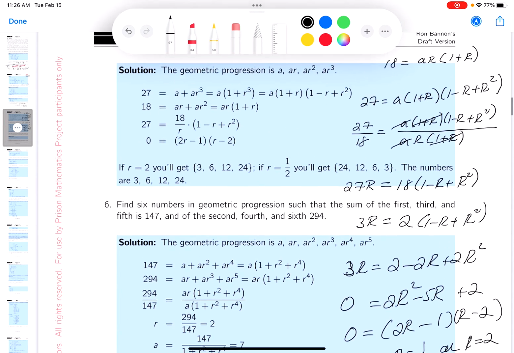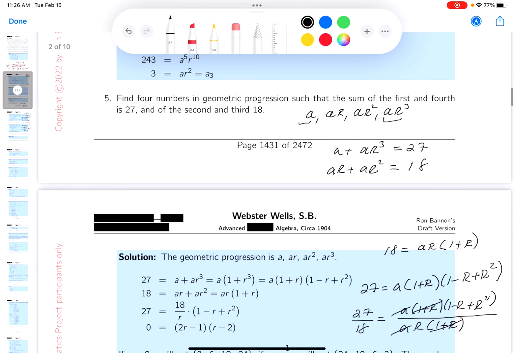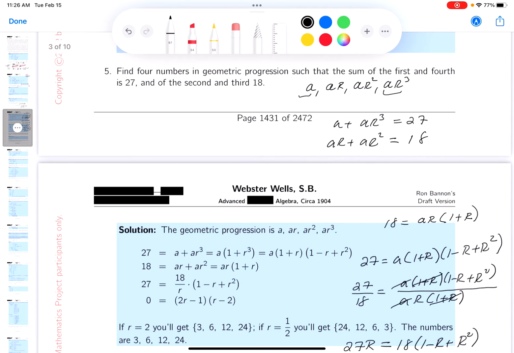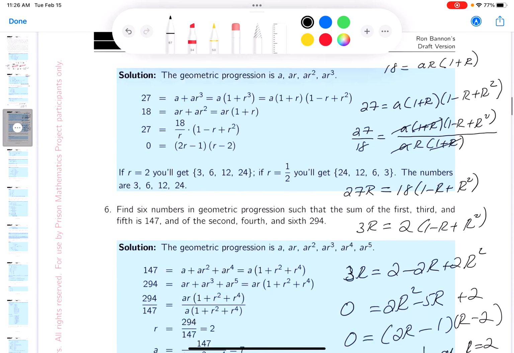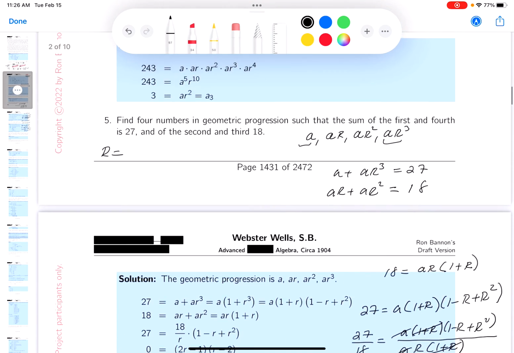Now, by the way, someone says, what was the goal here? I can't remember. Find four numbers. Oh, I have to find A now. So let's write this down. I'm going to say R equals, well, I got two different numbers, right? I'm going to say 2, 1/2, right? That's two numbers.